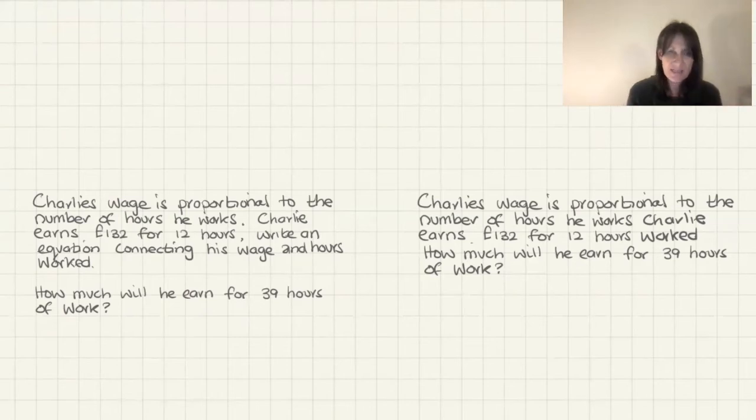Okay, you're being asked to write an equation. That means you must do it. So it's just a wordy version of what we've already been doing. For them to actually demand that you write an equation is quite rare. This is generally more likely: Charlie's wage is proportional to the number of hours he works. Charlie earns 132 for 12 hours. How much will he earn for 39 hours of work? That is much, much more likely.